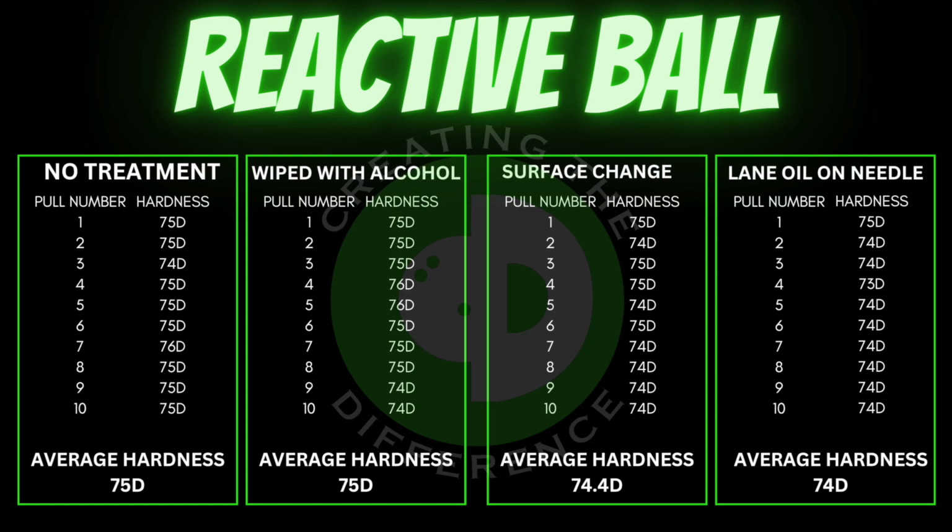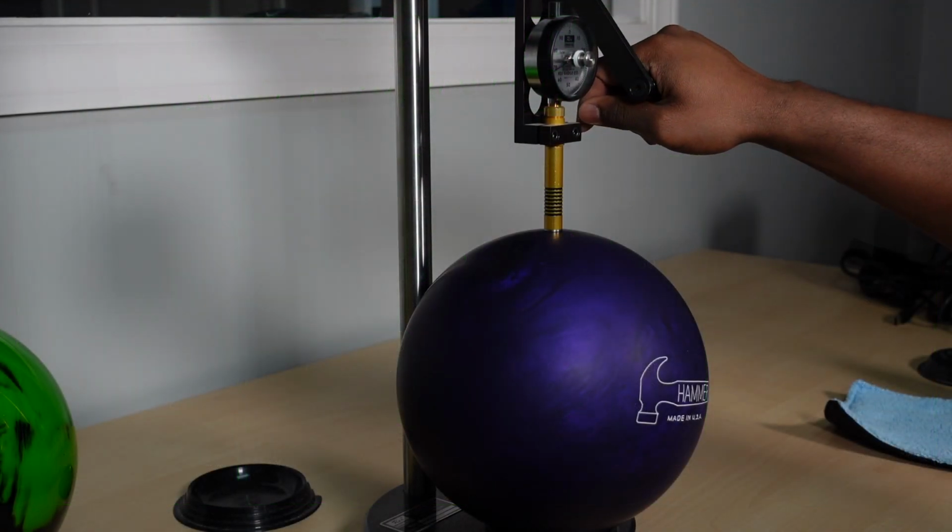So if we take a look at the first set of data, you can see that the average hardness for the no treatment was 75D. When the ball was wiped off with alcohol, the average was 75D. And then once we changed the surface, the hardness went down to 74.4D. Same with the lane oil on the needle. That went down even more to 74D. So you can see that there's a 1 point difference between our tests compared to the no treatment ball.